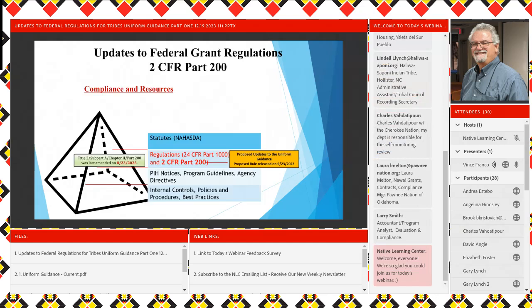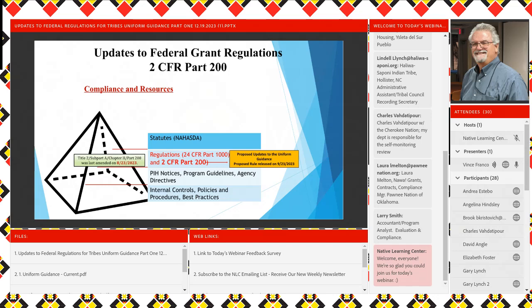Let's start with some resources here and some visuals to kind of paint a picture of what we're dealing with here. Updates to federal grant regulations, 2 CFR Part 200, also known as the Uniform Guidance, or AKA Super Circular. You see the pyramid on the left. That's kind of what we're dealing with here. Most of the time at the top, we've got the legislation. If it's housing related, we've got NAHASDA. If it's Davis-Bacon for construction, we've got that legislation sitting at the top of the pyramid.